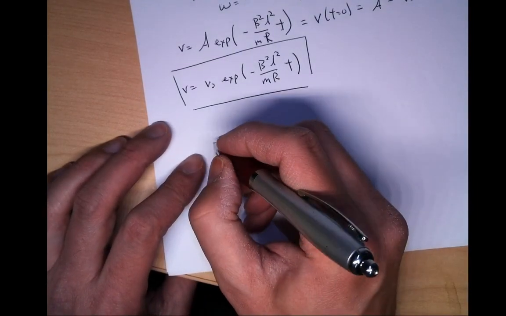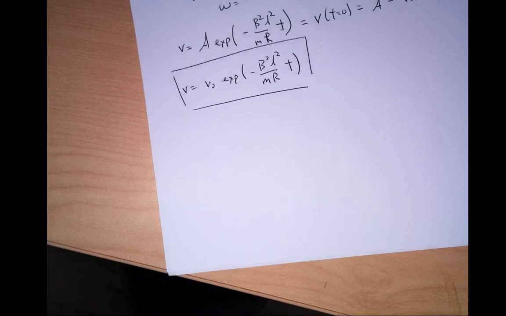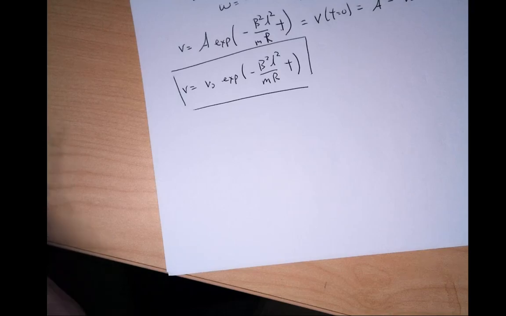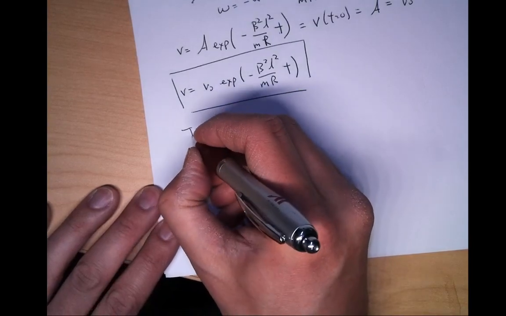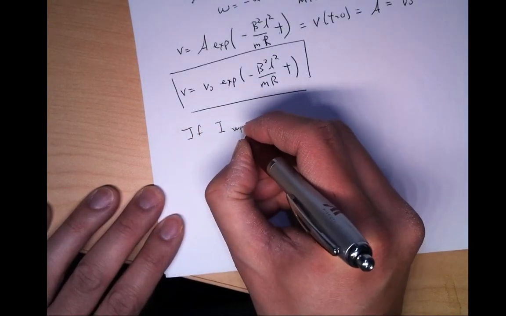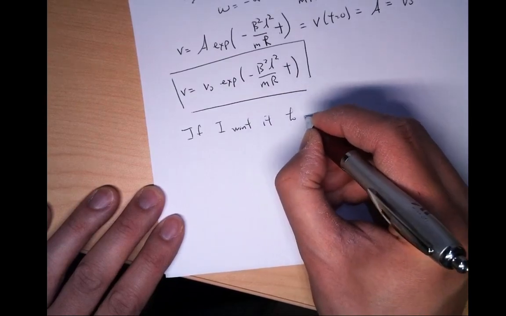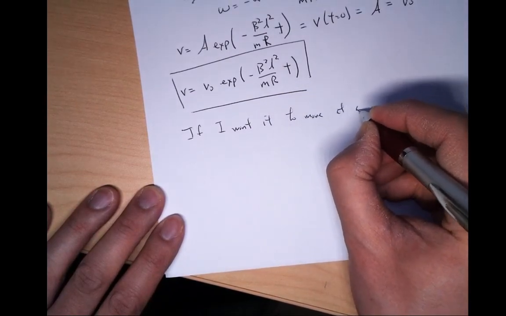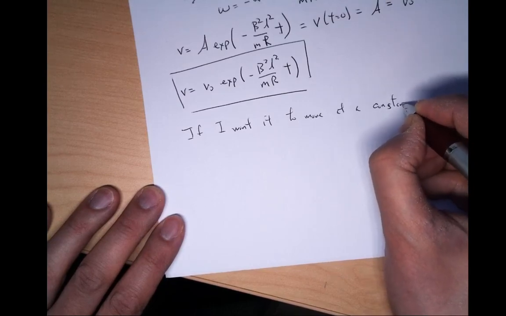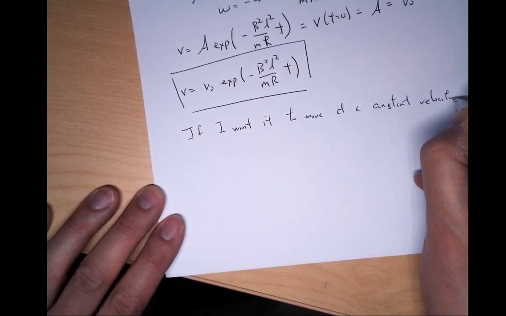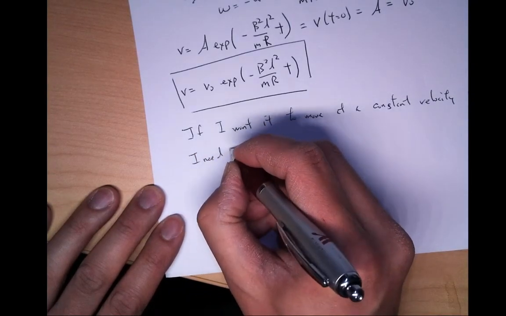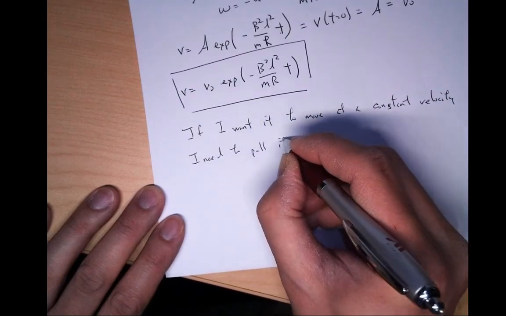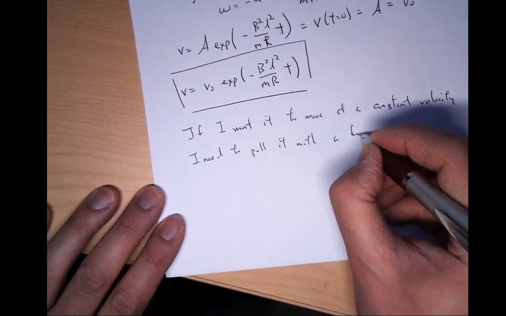Okay. So if I want this object here to move at, say, a constant velocity now. Let's see, where's my note here? Here it is. If I want this thing to move at a constant velocity v0, I just need to pull it with a certain velocity, right? I need to pull it with a force. What's that force?